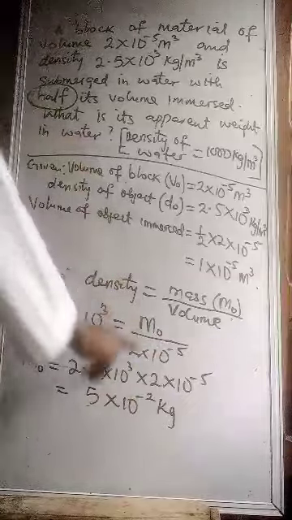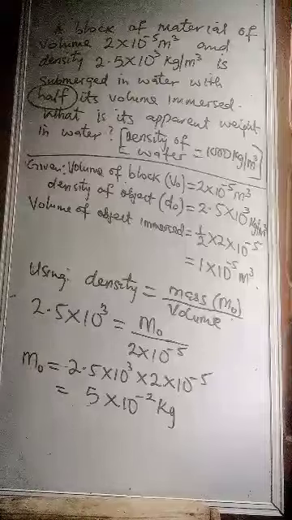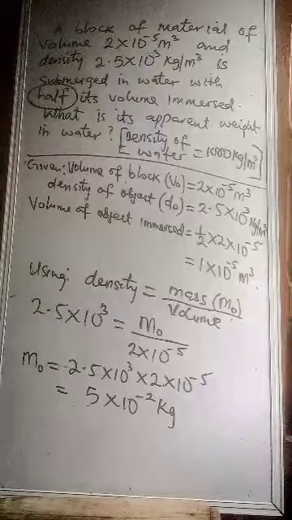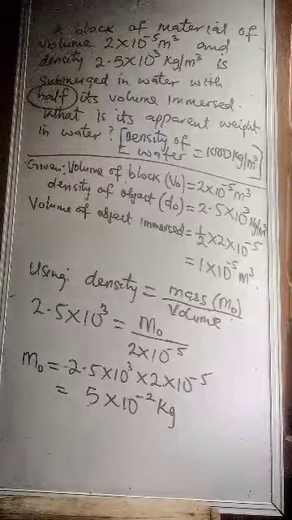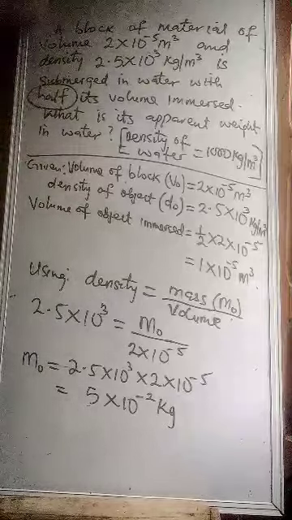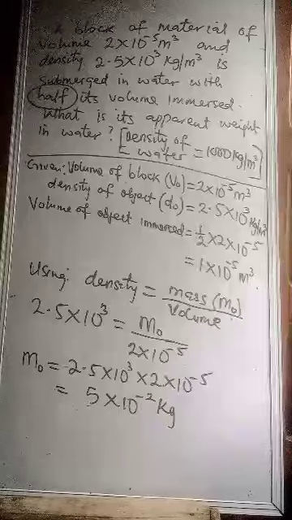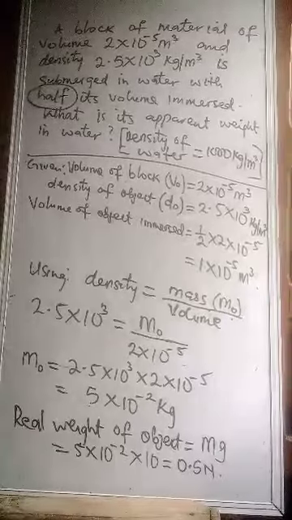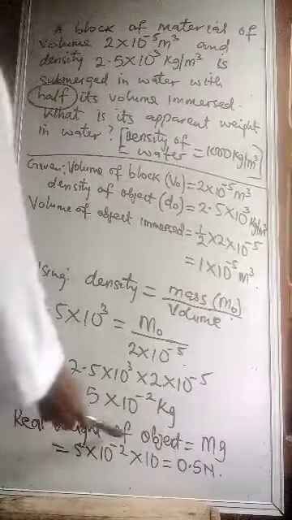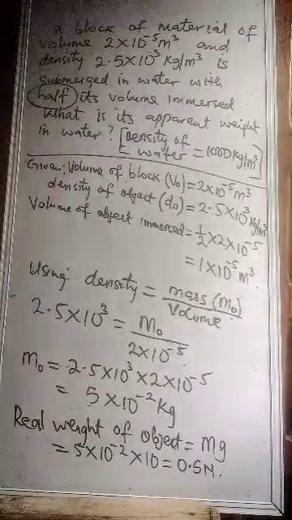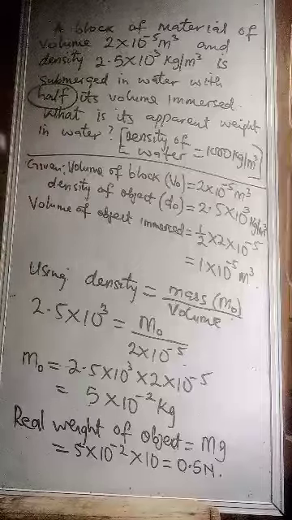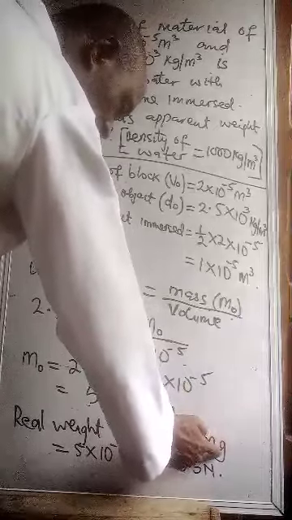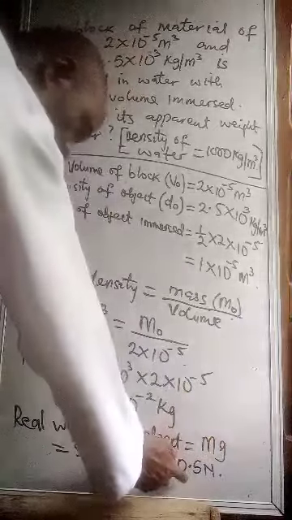So it is now this mass of the object that we will use to find the weight of the object in air by using weight is equal to mass in kilograms times acceleration due to gravity g, which is approximately 10. So the real weight of the object, which is same thing as the weight of the object in air, mass in kilograms times acceleration due to gravity, that will give us 0.5 Newton.